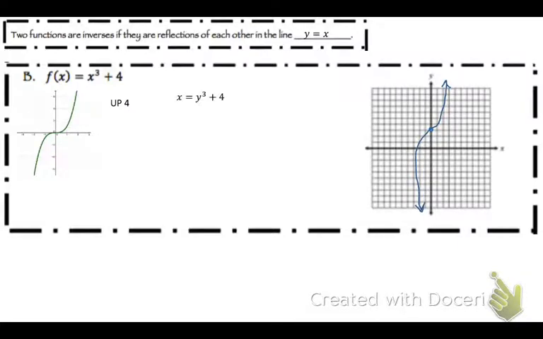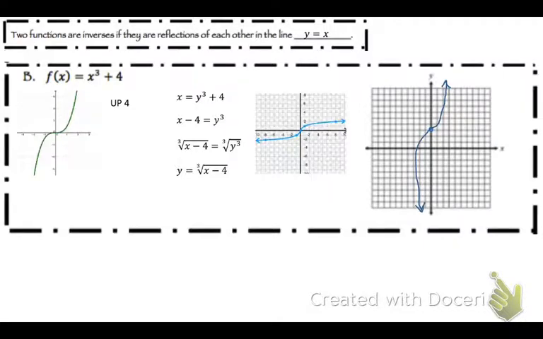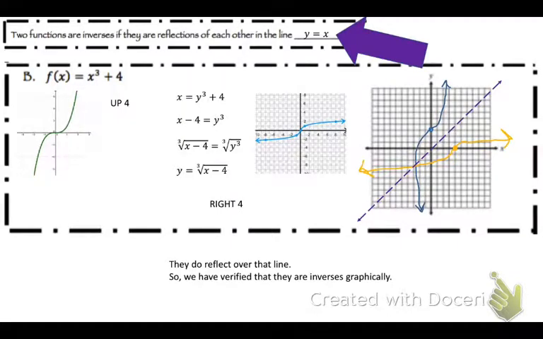Now let's find the inverse. I have x equals y cubed plus 4. Subtract the 4 over and take the cube root. You get y equals the cube root of x minus 4. The cube root function looks like that, and the minus 4 moves it right 4, so I go right 4 and draw that graph. Again, sorry those graphs look awful, it's because I drew them with my mouse. But then it has to reflect over the line y equals x to be inverses of each other. That does, so they do reflect, and we have verified that they are inverses graphically.